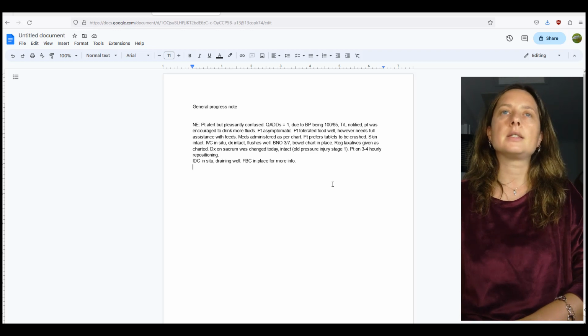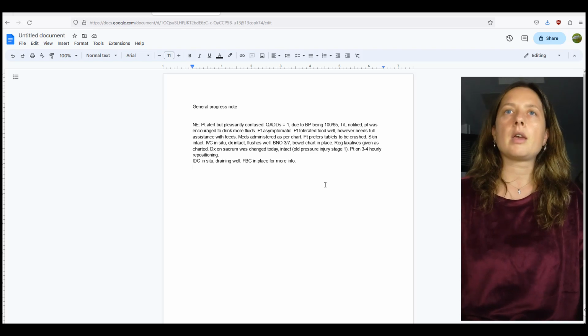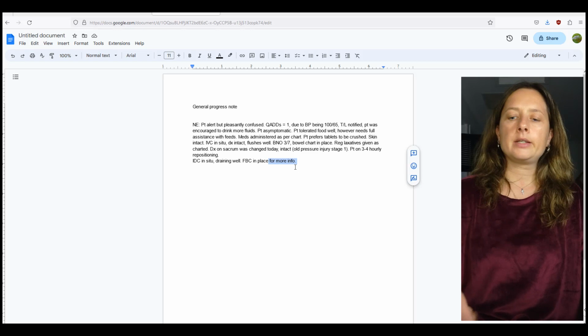Okay, so IDC in situ, draining well, fluid balance chart in place for more info. Okay, or you can say just fluid balance chart in place.